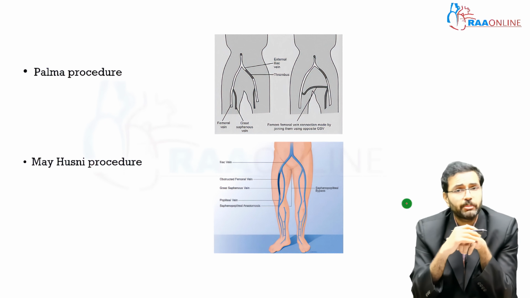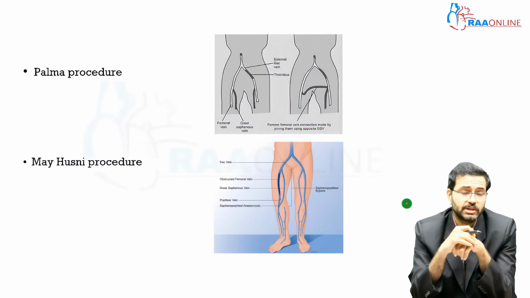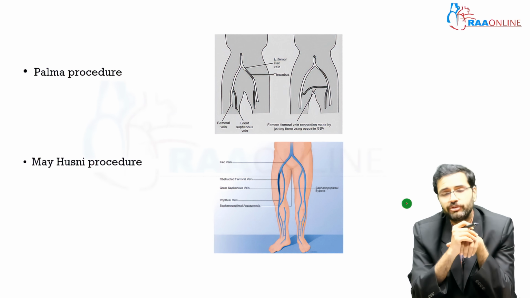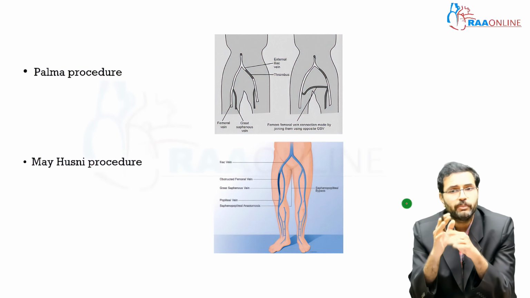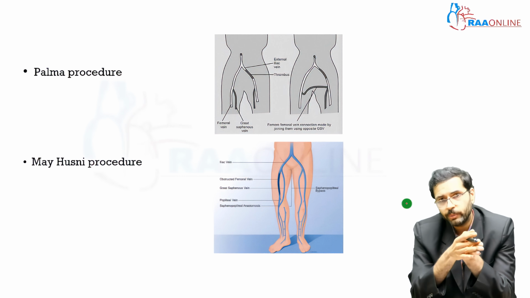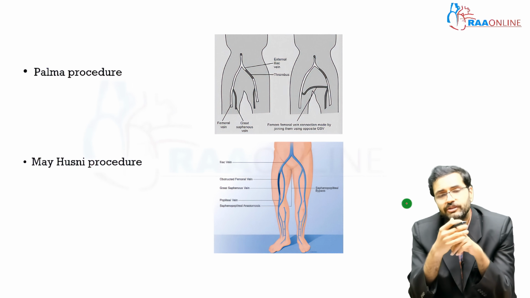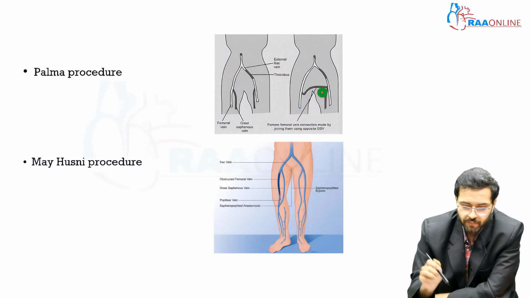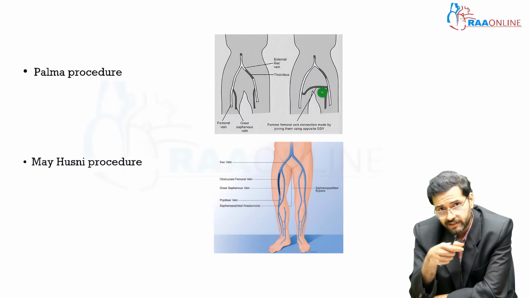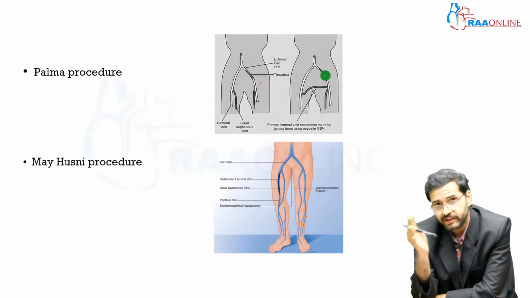Surgical procedures that can be done in the setting of deep vein thrombosis are only two. One is the Palma procedure and the second is the May-Husni procedure. The Palma procedure is generally done for an iliofemoral thrombus. When you have an iliofemoral thrombus, wherein there is a thrombosis involving the external iliac vein and the proximal femoral vein, then what can be done is that the great saphenous vein of the opposite side is disconnected at its distal end and anastomosed to the femoral vein of the opposite limb.